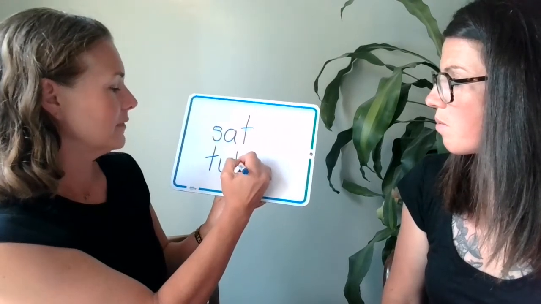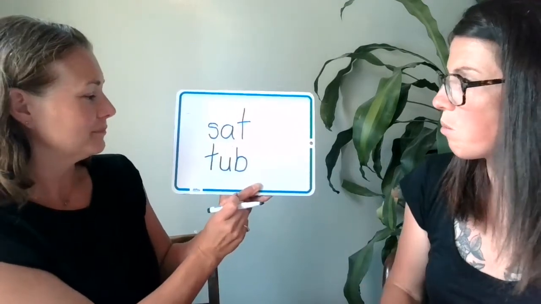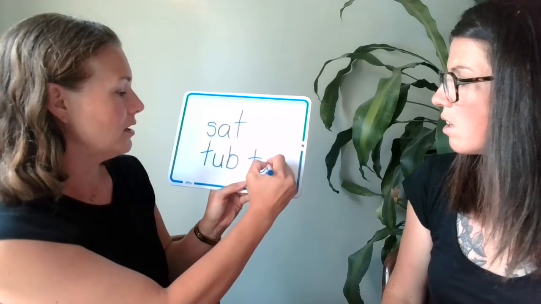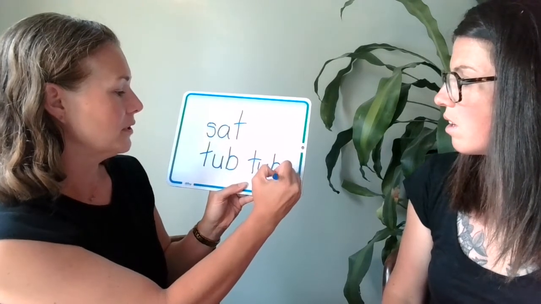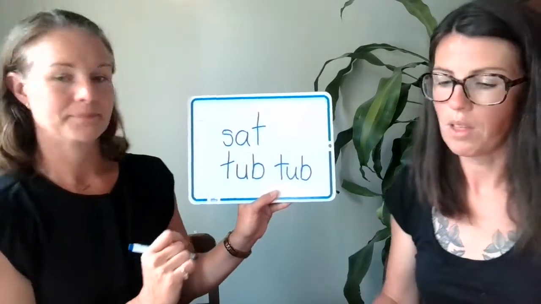B. I forgot I have to move from left to right. Can you write that word one more time just to solidify that? T, U, B. T, U, B. Tub. Awesome. Thank you, Kim.